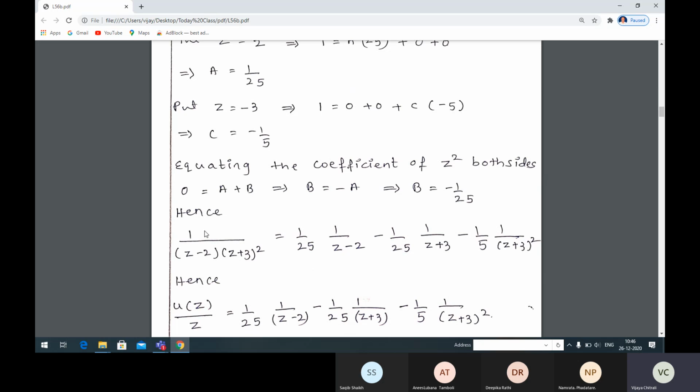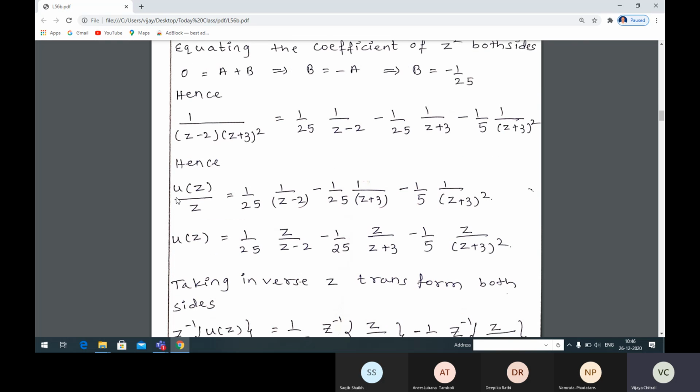Right? Hence 1 upon (z-2)(z+3)^2 is equal to: A is 1 divided by 25, 1 upon z minus 2, and B is minus 1 upon 25, 1 upon z plus 3, and C is minus 1 by 5, 1 upon (z+3)^2. Right? So this is 1 upon (z-2)(z+3)^2. Now hence we got U(z) divided by z is equal to 1 by 25, 1 upon z minus 2, minus 1 upon 25, 1 upon z plus 3, minus 1 upon 5, 1 upon (z+3)^2. We want U(z).